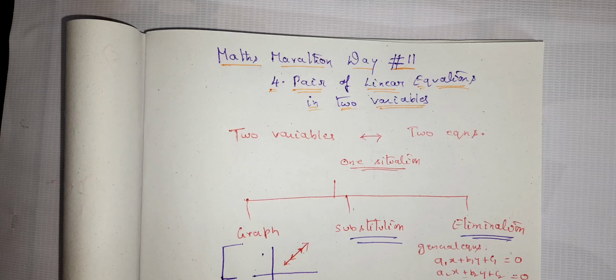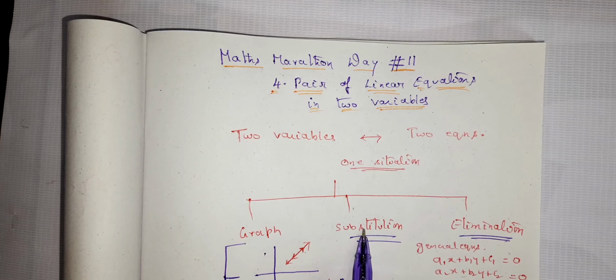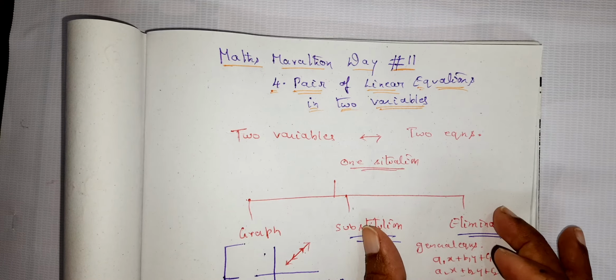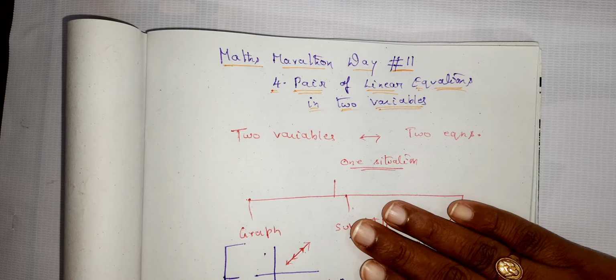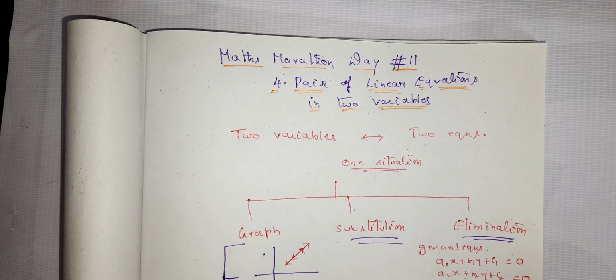So now, how to solve the equations. There are three methods in your syllabus. One is a graphical method, the other one is a substitution method, and the third one is the elimination method, right? Substitution and elimination we will now leave aside. And now let's get into details of the graphical method, right?